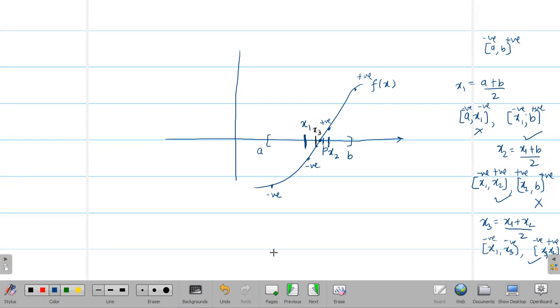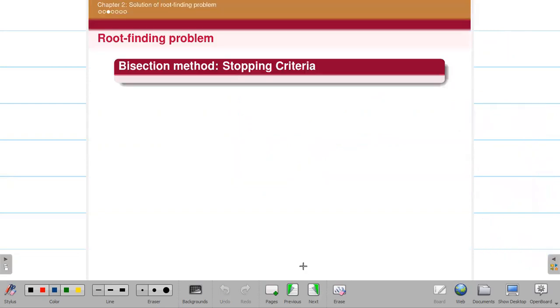Now we will talk about the stopping criteria, that is, where you will stop, because this will give you an infinite sequence. Obviously you will do this manually, so you are not going to find all the iterations up to infinity.